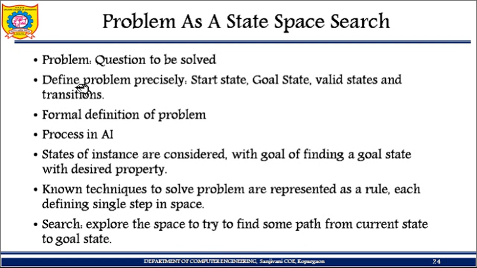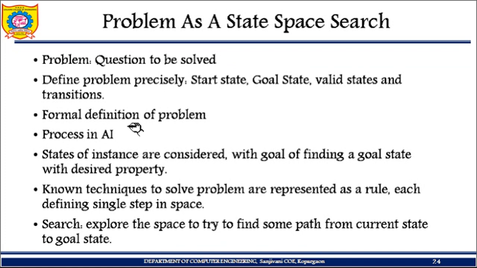The first step is to define the problem precisely. Precisely means, in short, what we need. In order to define a problem precisely, we need its start state, its goal state, valid states and transitions. You have learned this in theory of computation. Start state is where it begins. Goal state is where it ends. Valid states are the intermediate states. Transitions: on applying a particular transition, I go from one state to another. Using these four things, you can define a problem precisely.